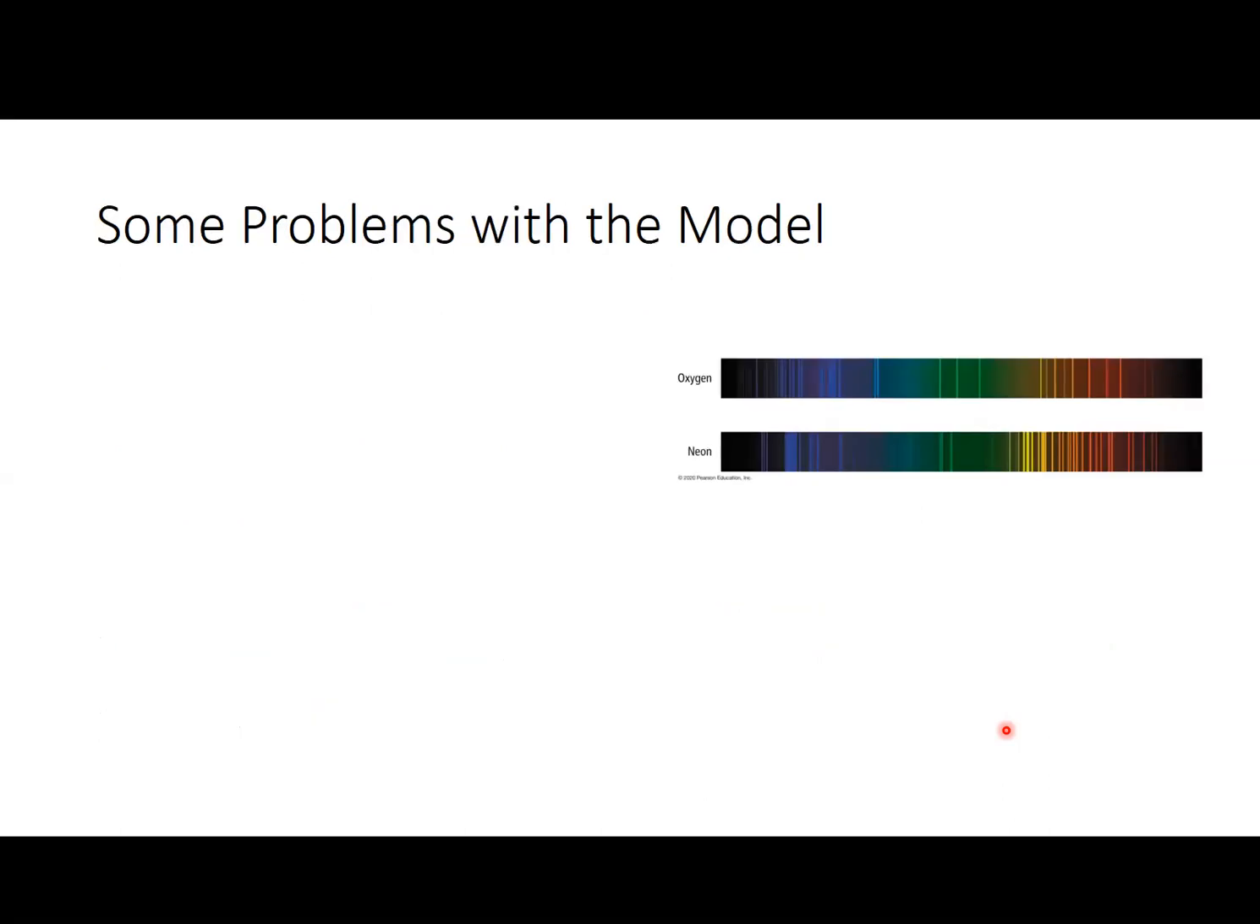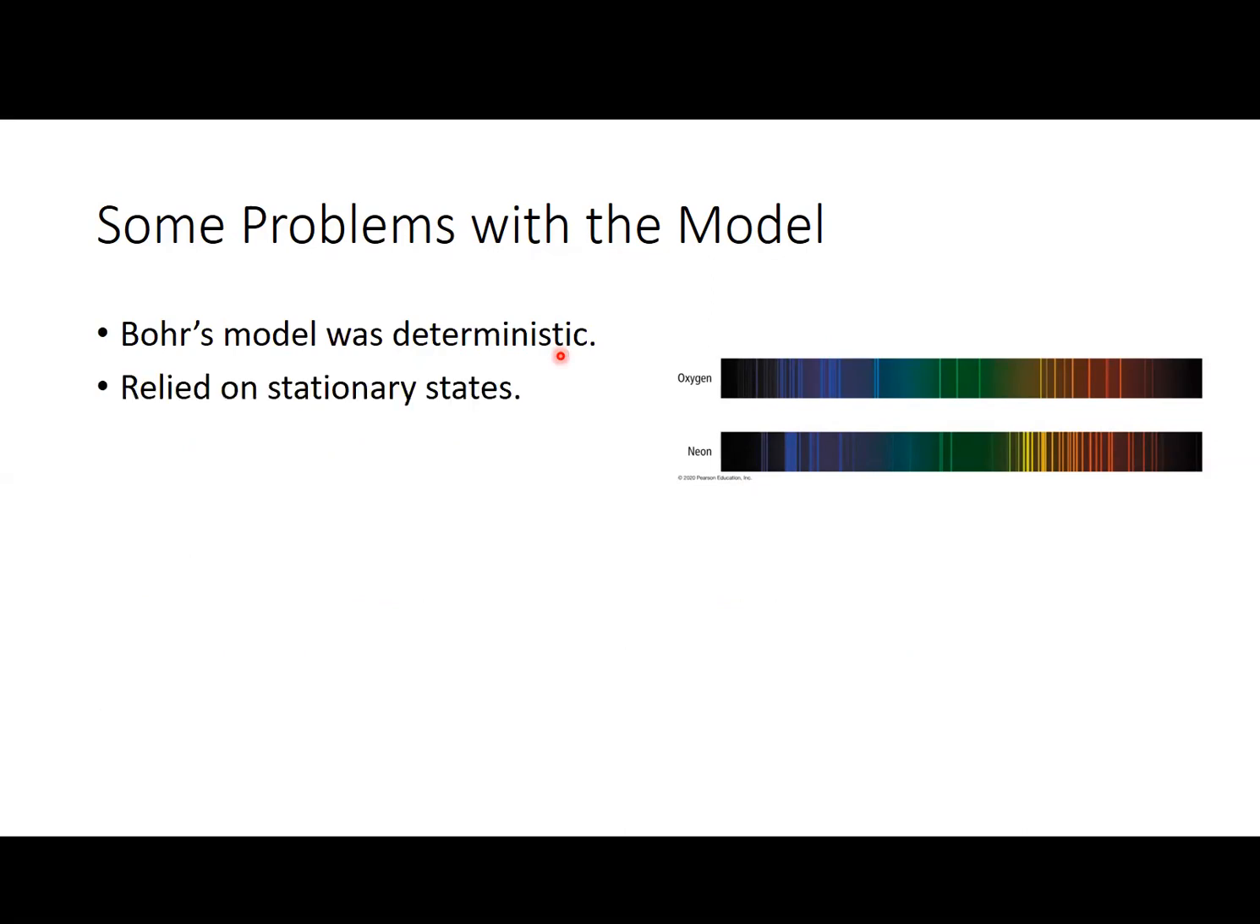So here's the emission spectrum from oxygen. Here it is from neon. My goodness, there are a lot of lines in oxygen and neon. Well, Bohr's model was deterministic. What that meant was that he was using classical mechanics. And being deterministic means that if I know where I am now, it will determine where I'm going to be next, everything going along an arc, or things along those lines. And it relied on stationary states. These electrons are in these stationary orbits.